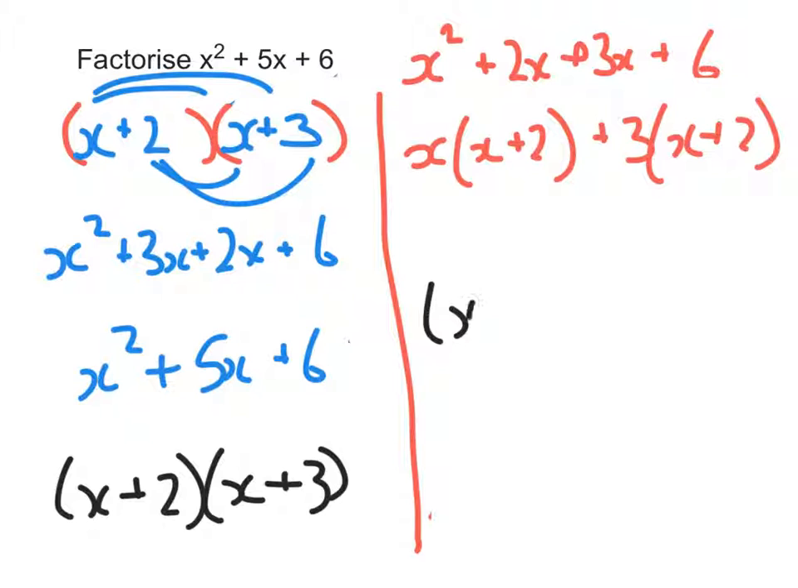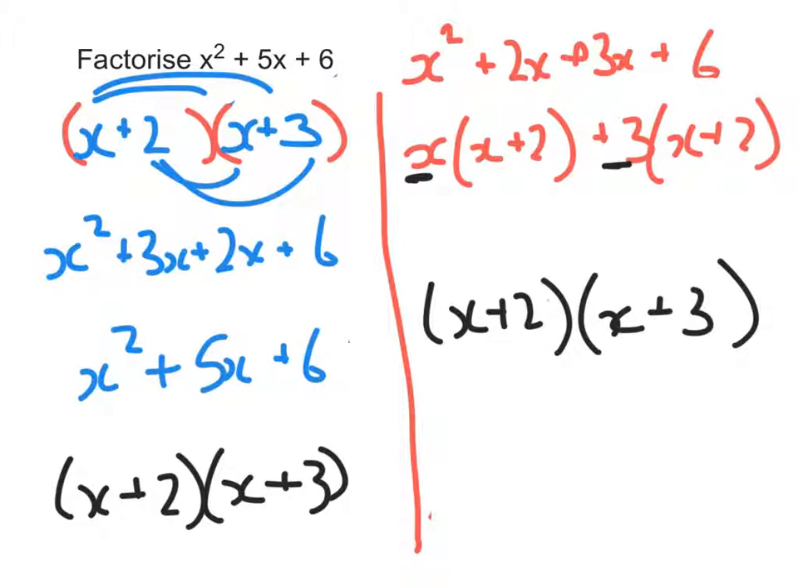It's whatever's in the bracket, and then in another bracket, it's whatever's not in the bracket. So I've got x here, look, and I've got a plus 3. And as you can see, that's the same answer as the other technique, just done slightly different.